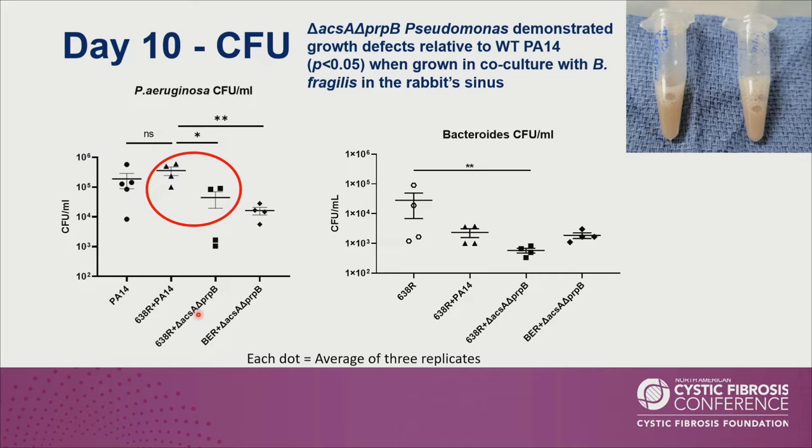However, they're still able to grow pretty well. For B. fragilis, there's no difference among the co-culture groups. However, B. fragilis appears to grow a little bit better when it grows by itself instead of with all the bacteria there.